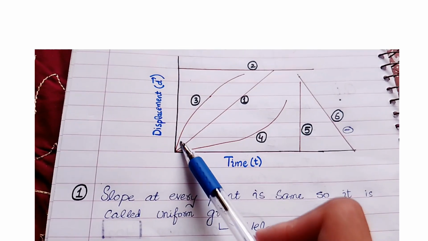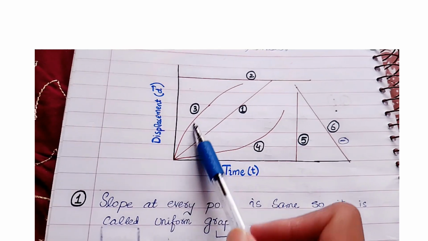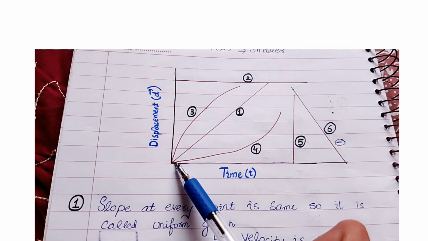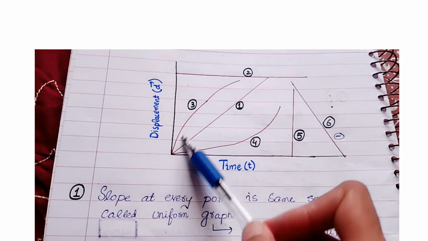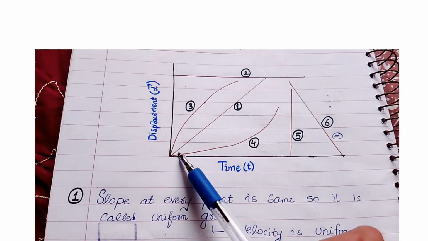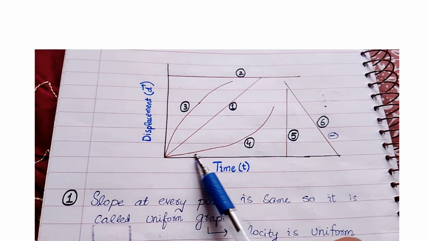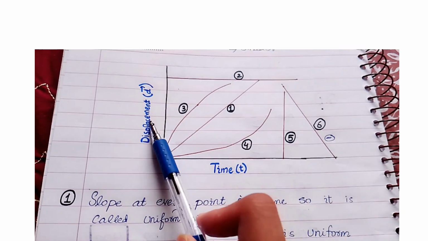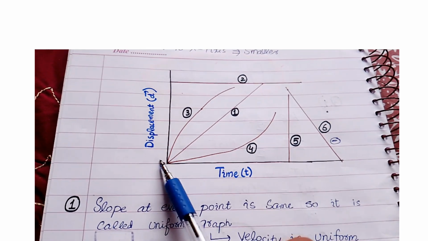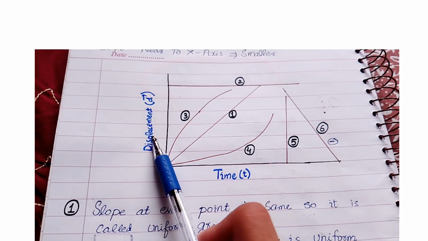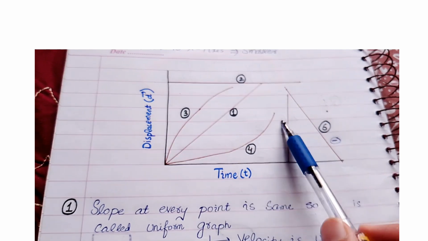The next is this one. In this slope, it is moving towards the x-axis, but not in the opposite direction. So this is positive velocity, but it is decreasing. And in the fourth slope, the velocity is increasing because the slope is moving towards the y-axis. Whenever the slope moves towards the y-axis, velocity is increasing, or if acceleration is given here, then acceleration is increasing. So this is also positive and increasing.